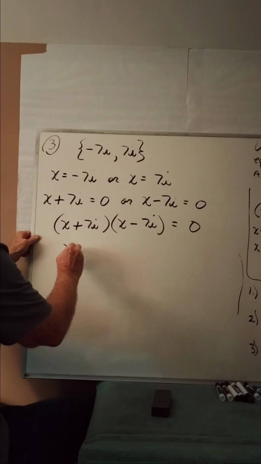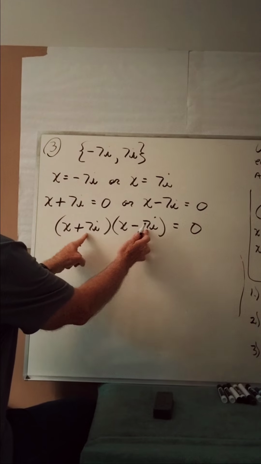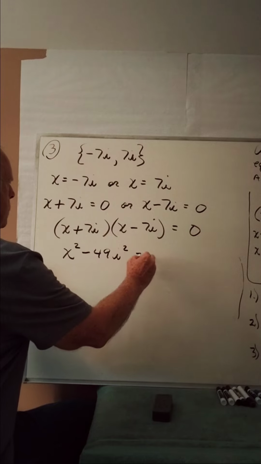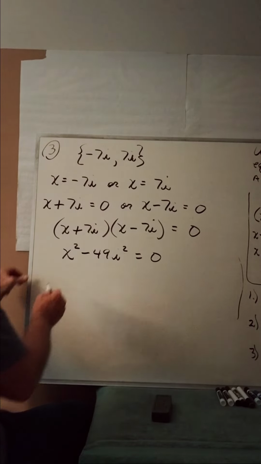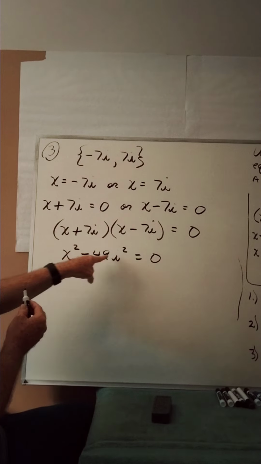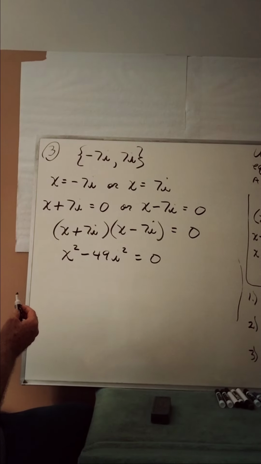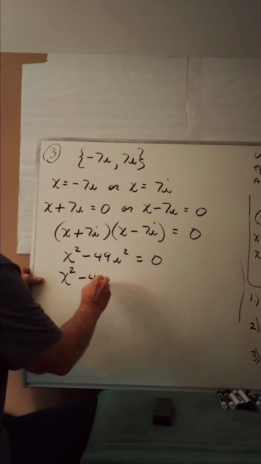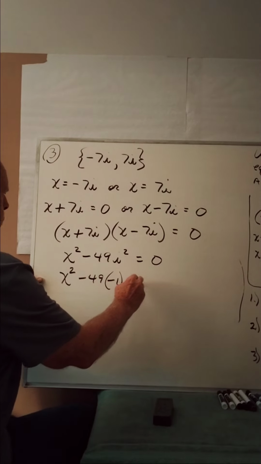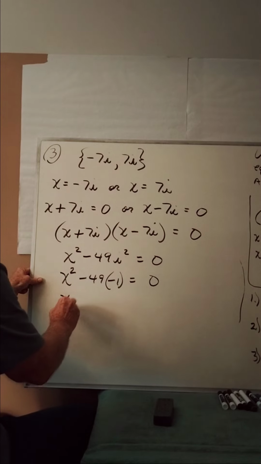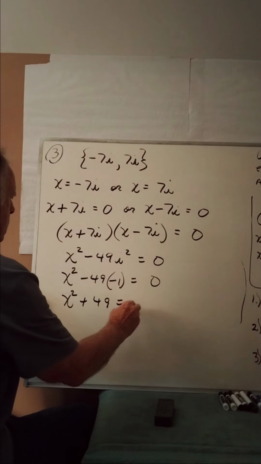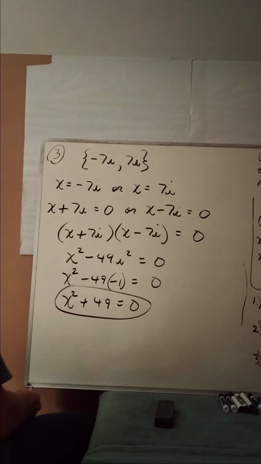The first, x squared. The last, negative 49i squared is equal to 0. Simplify. It's not going to stay that way because we know that i squared is equivalent to the real number negative 1. X squared, negative 49 multiplied by negative 1 is equal to 0. X squared, negative times negative, positive 49 is equal to 0. There's the quadratic equation. Done.